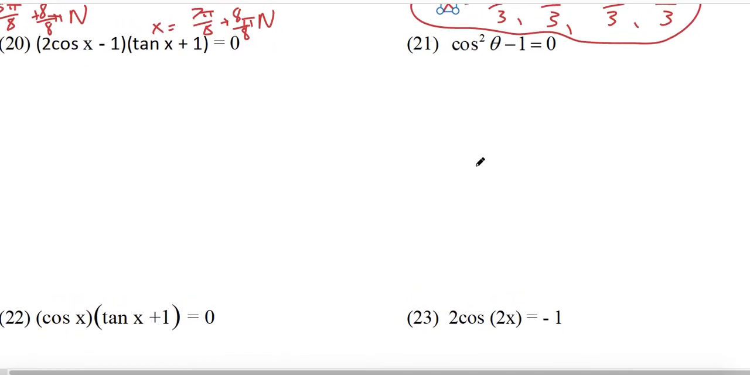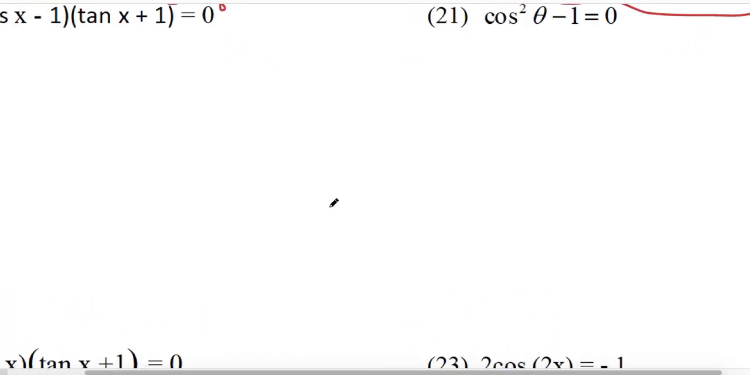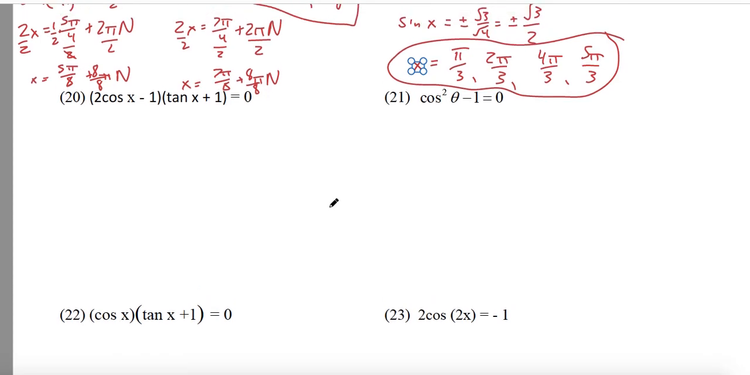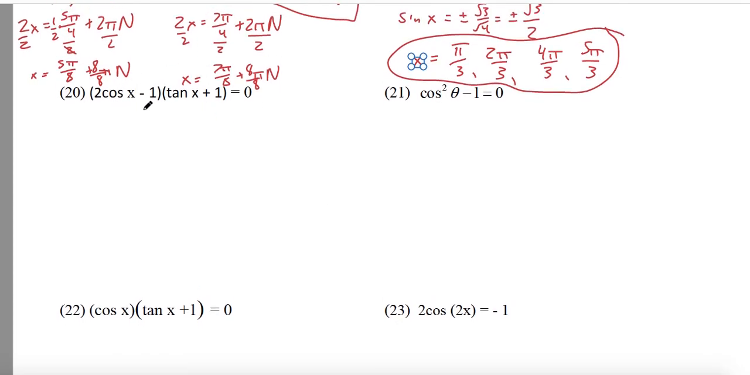All right, moving right along. Okay, so when we're in this factored form, what we want to do is set each one of these separately equal to 0. So it's kind of 2 equations in one. So we start by solving this one. 2 cosine x minus 1 equals 0. Solve that equation. We'll get x equals something.